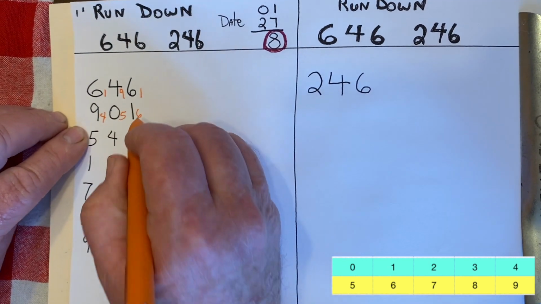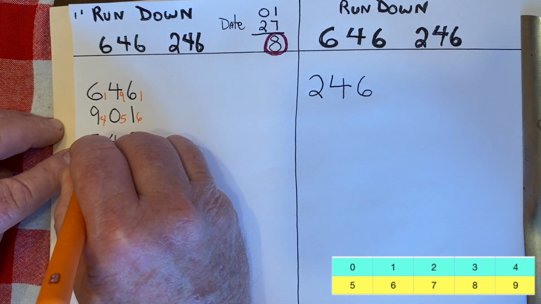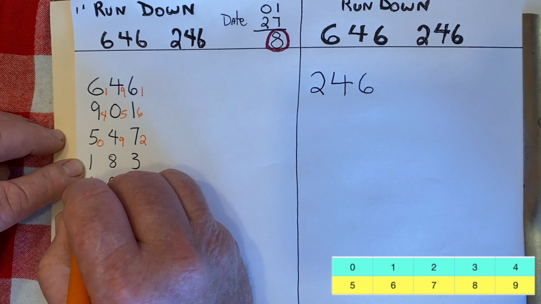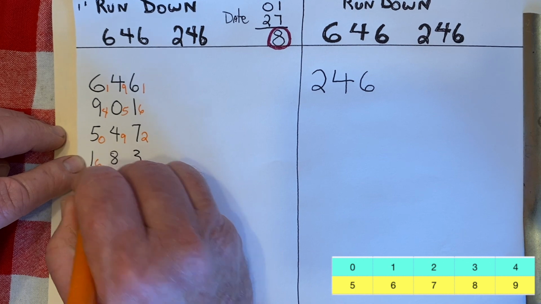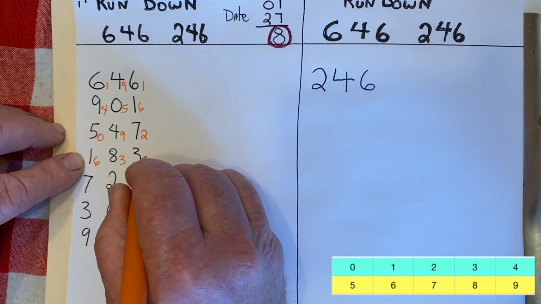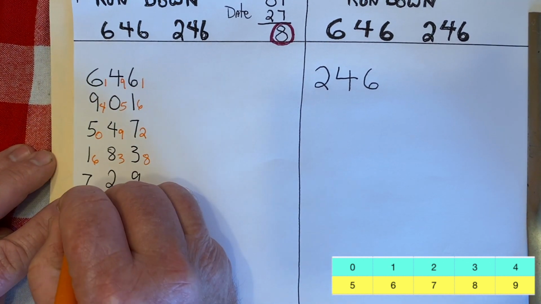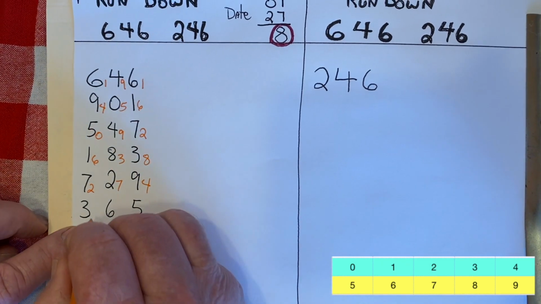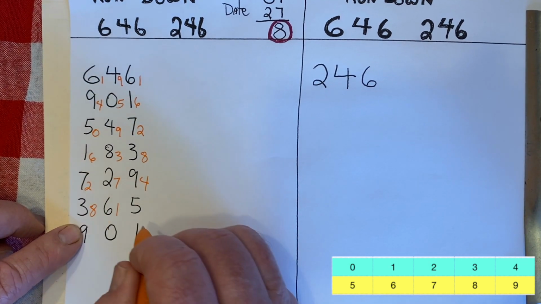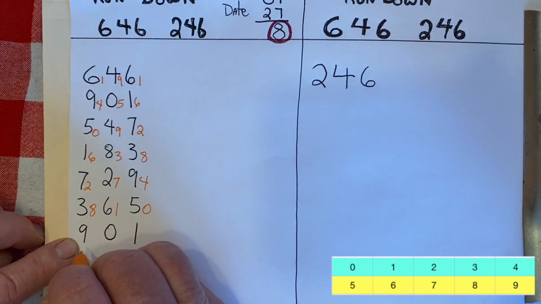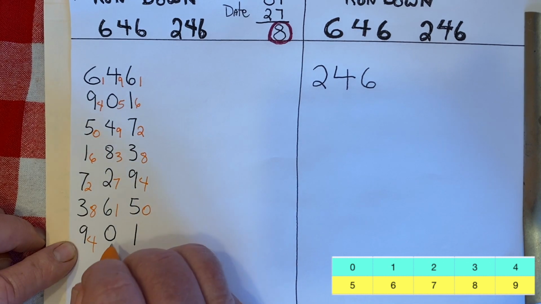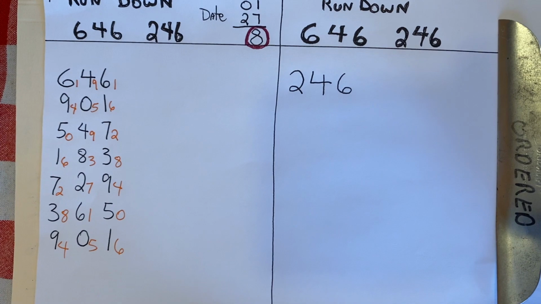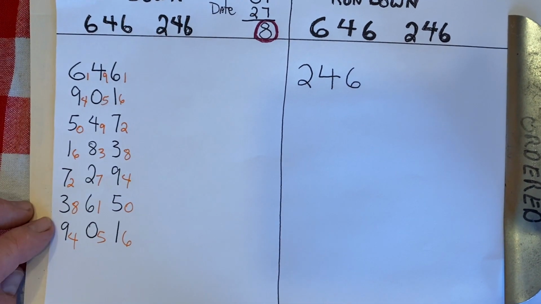1 will be a 6. 5 will be a 0. 4 will be a 9. 7 will be a 2. 1 will be 6. 8 will be a 3. 3 will be a 8. 7 will be a 2. 2 will be a 7. 9 will be a 4. 3 will be a 8. 6 will be a 1. 5 will be a 0. 9 will be a 4. 0 will be a 5. And 1 will be a 6. That's pretty quick. Now you have all your mirror numbers.